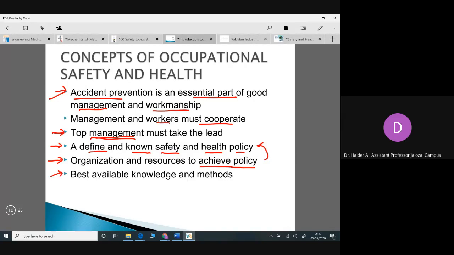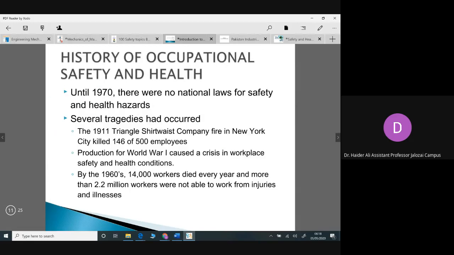And above all, best available knowledge and methods. What do you mean by best available knowledge and methods? You need to make sure that whatever the work environment is, you have a complete knowledge of what the hazards associated with it are and what preventive measures or methods are available that you can use to make the environment safe for your workers.